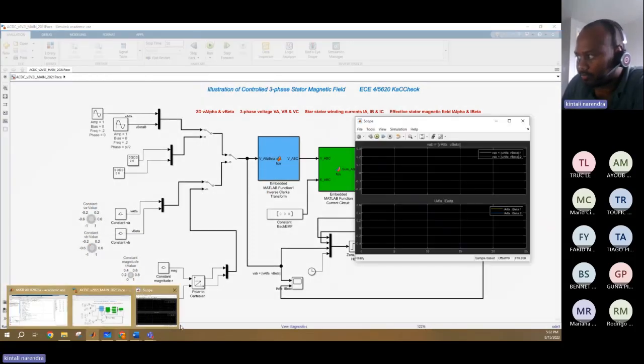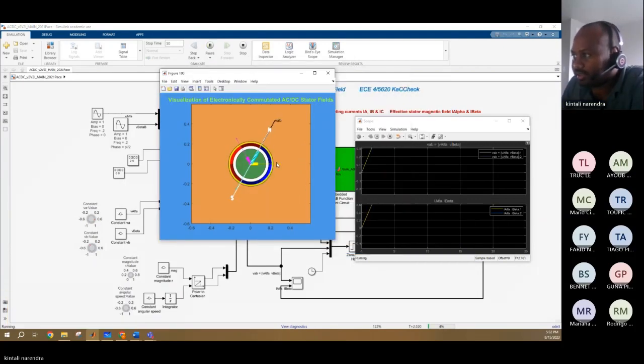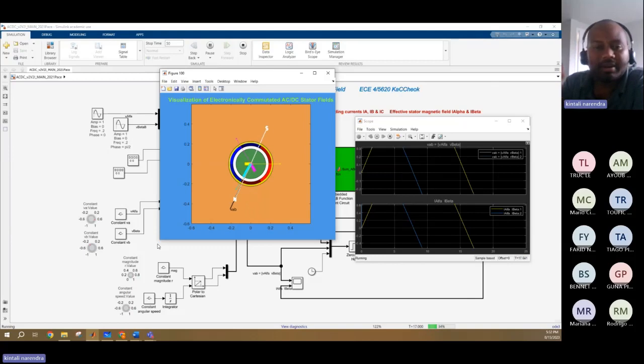Run one more time. So three phases will result in one particular resultant field. That is known as IS. We represent it as IS, or I alpha and I beta.